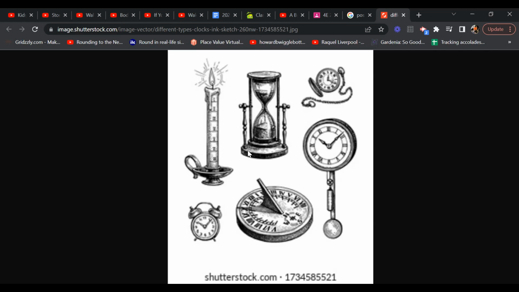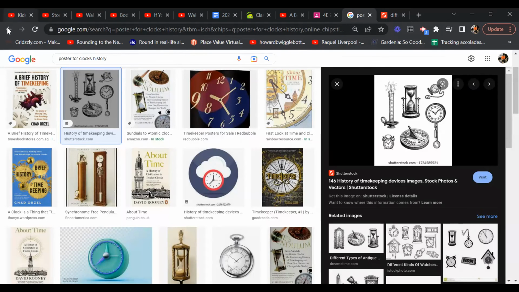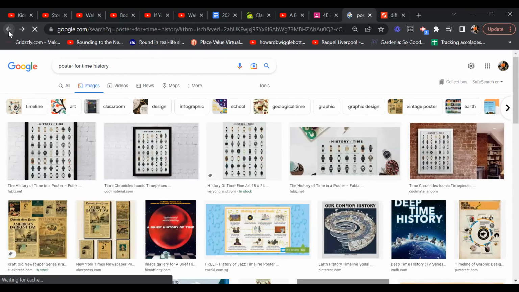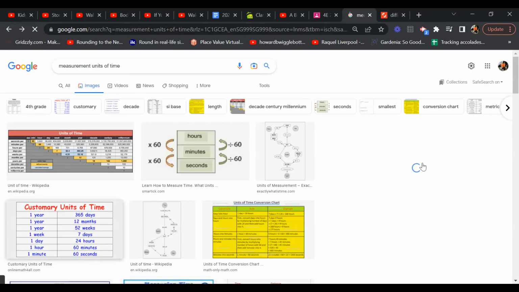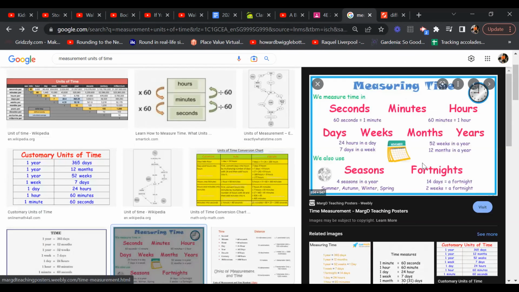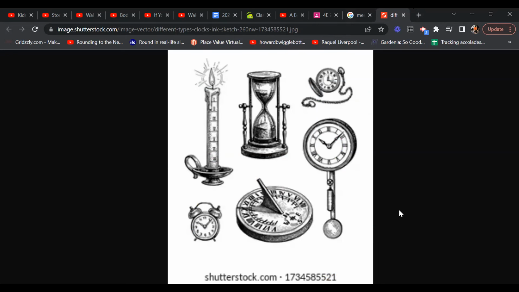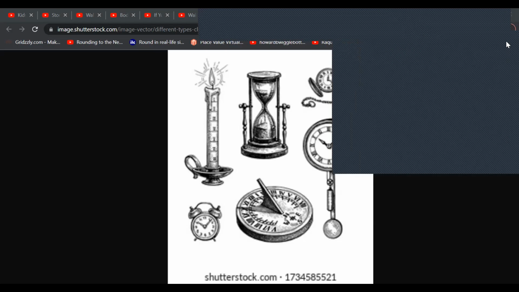So for those of you who are interested in decorating our classroom, feel free to come up with the posters, either for the measurement of time, like this, or like this, for our classroom. Okay, so everybody, please do up your homework. I see you tomorrow.